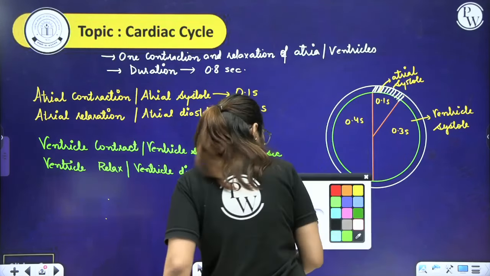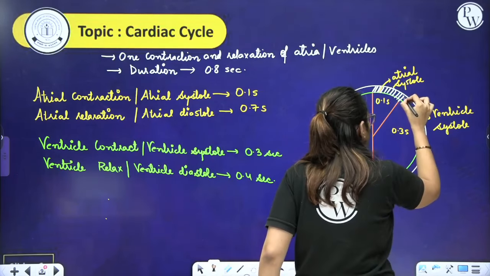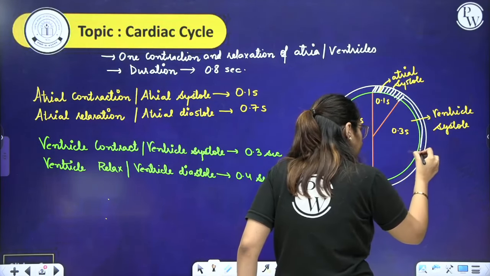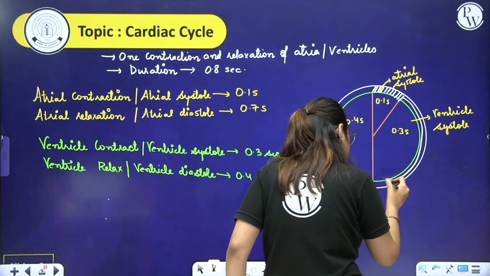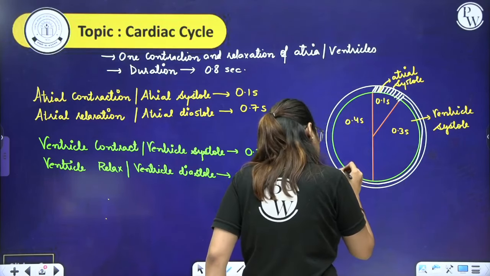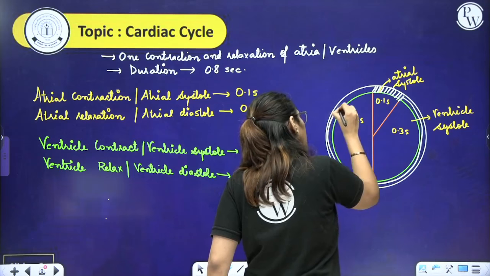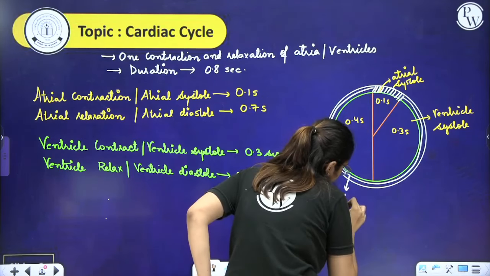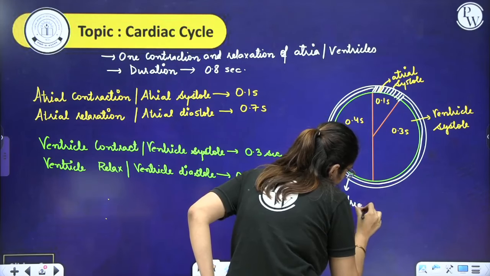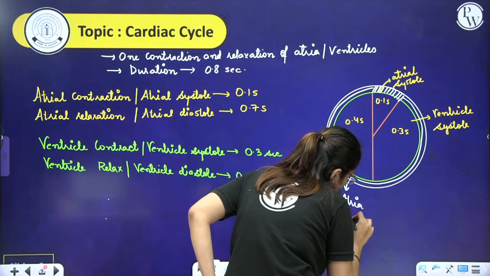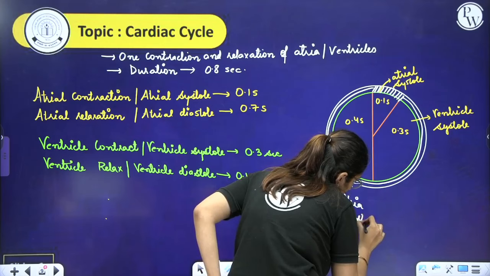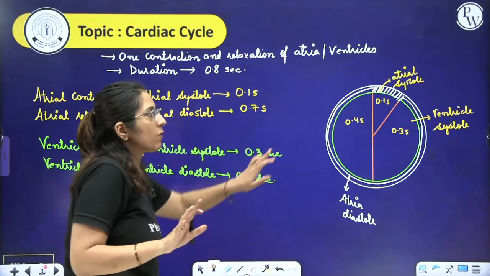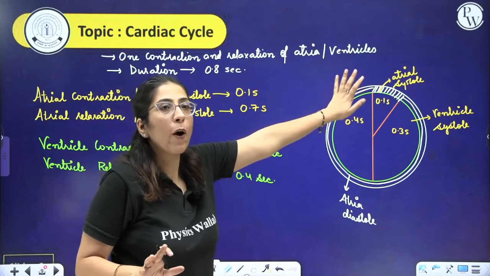So that means for the rest of the time, the atria will relax. For the rest of the time, what will happen? The atria will undergo diastole. Atria will relax. First, only look at the atrial systole: 0.1 second.